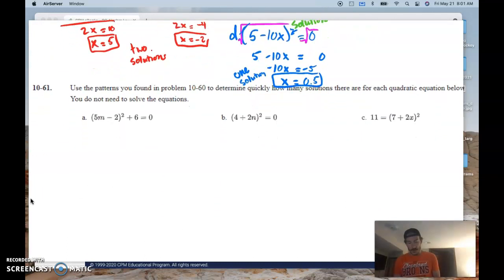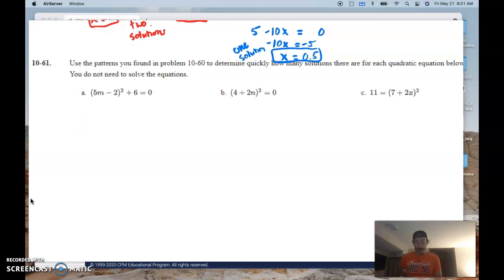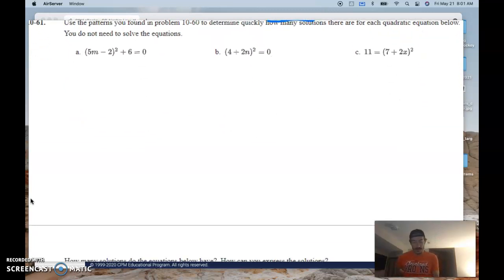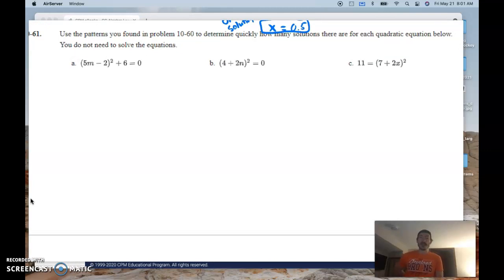And we're going to go ahead and do some quick determining here of the number of solutions that we've got in problems A, B, and C in 10-61 here. It says use the patterns we just identified to quickly determine how many solutions there are for each quadratic below. You don't need to solve. Well, ladies and gents, let's do this.